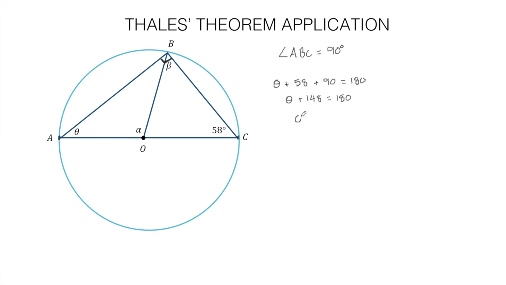So therefore we subtract 148 from both sides, and we get, what's that? 180 minus 148 would be 32. What am I talking about? No quick maths here. So we know that this angle in here is 32 degrees.